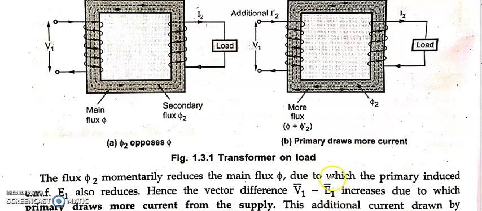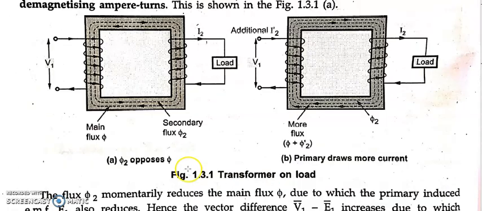E1 will get reduced, say from 100 it drops to 90. So 230 minus 100 is just 130, and 230 minus 90 is how much? 140. Yes or not? The difference will increase. So due to this difference, what happens? Your primary winding is forced to draw another extra current from the supply. That current is called the additional current I2 dash.